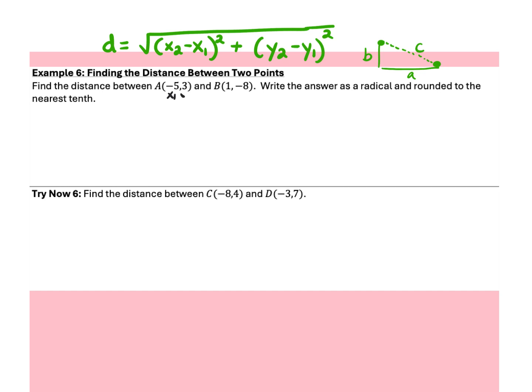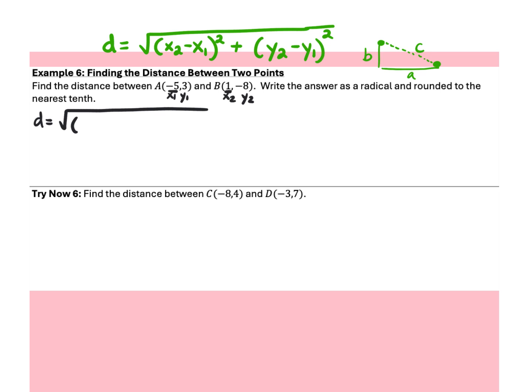Let's just label our points here. Again, x1, y1 is one of the points. x2 and y2 is the other. It doesn't really matter which point you pick to be x1, y1, and which one you pick to be x2, y2. You're going to get the same answer. So the first thing we need to do is find the length of the distance between those points.